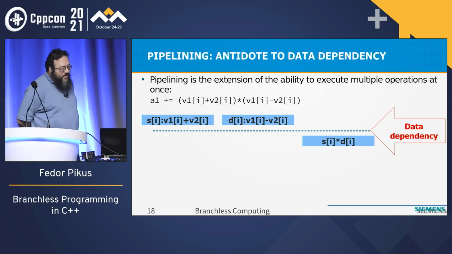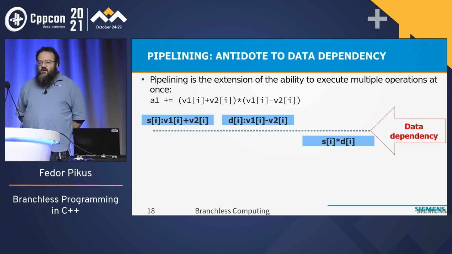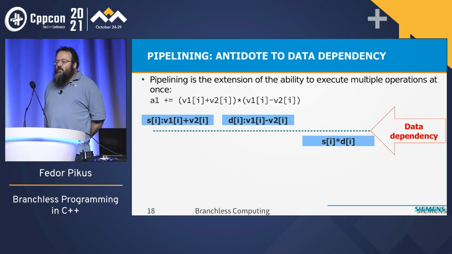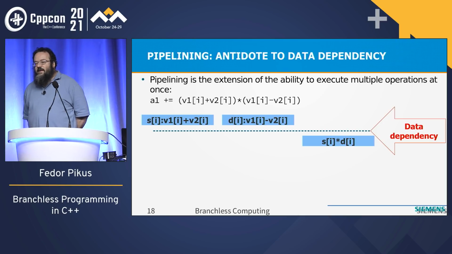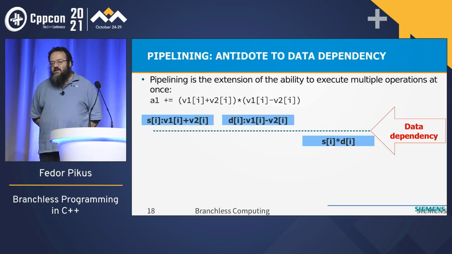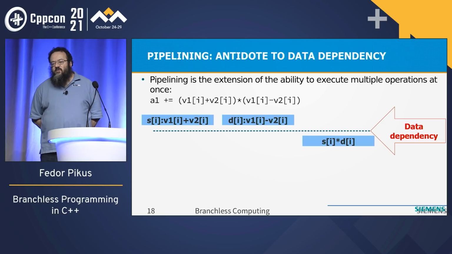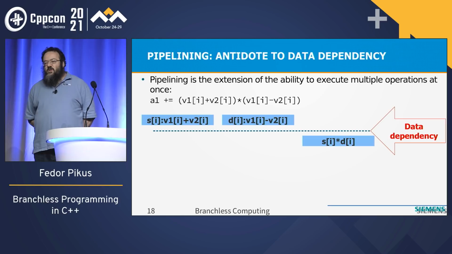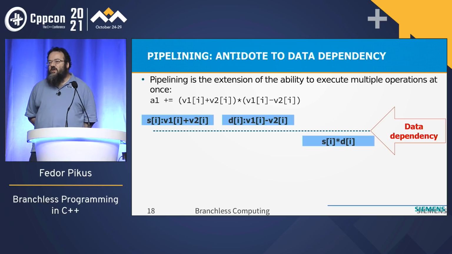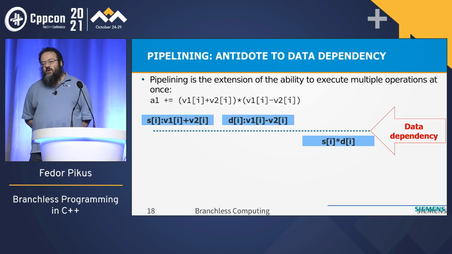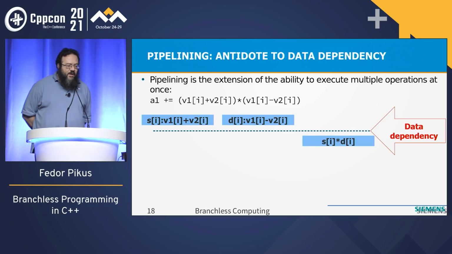What does the pipeline do? Well, we have our iteration of the loop. So we can do some operations on the data that we have, let's say for V1 and V2 for a particular iteration. So we can do addition and multiplication. Well, there is also the product in that same iteration. We can't do it yet because we don't have the results of addition and multiplication.